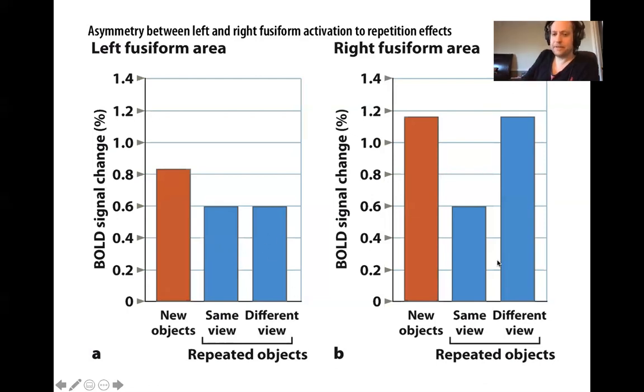In the right hemisphere, on the other hand, you get repetition suppression for this condition because it's shorter than the red bar. There's less activation here, but you don't get repetition suppression here, because this is the same height as this. So we get lots of repetition suppression in the left hemisphere. In the right hemisphere, you only get repetition suppression, at least in this study, when the object is presented in the exact same view as it was when it had been seen previously.